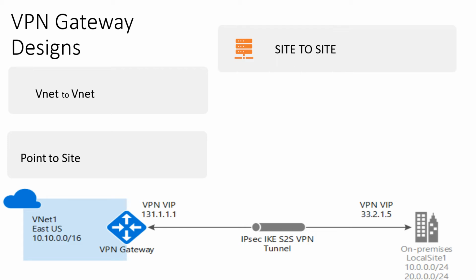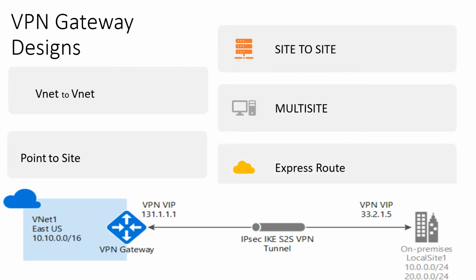Hello everyone. Now we are going to see what the different design configurations are that you can configure for VPN gateway. There are a number of options. You can do site to site, multi-site, ExpressRoute, VNet to VNet, point to site, and VNet peering also you can do. Let's go one by one. First we are going to see what site to site is.